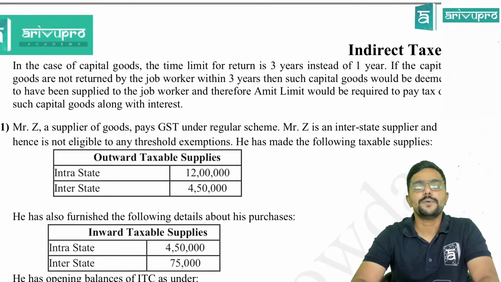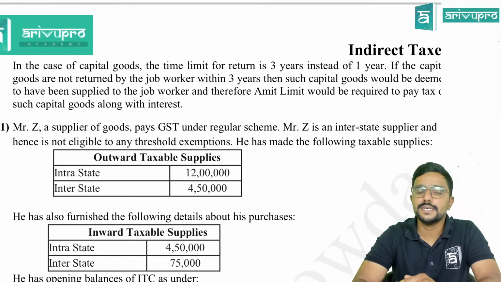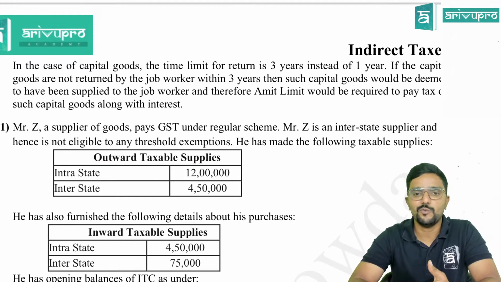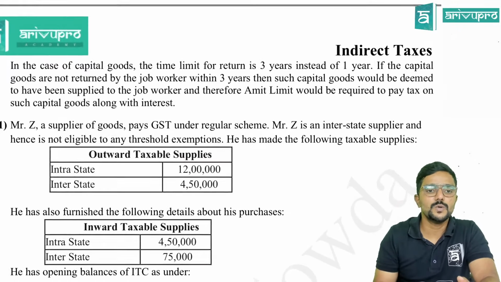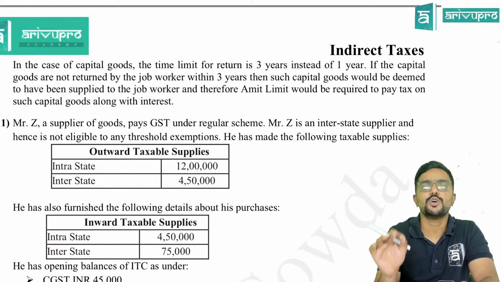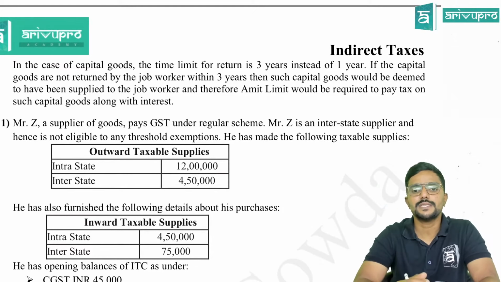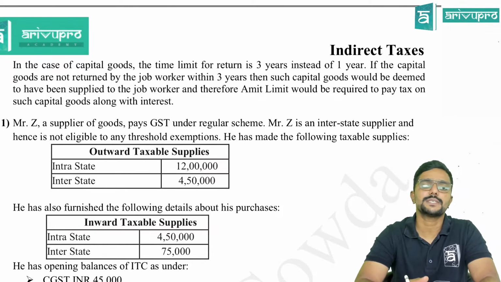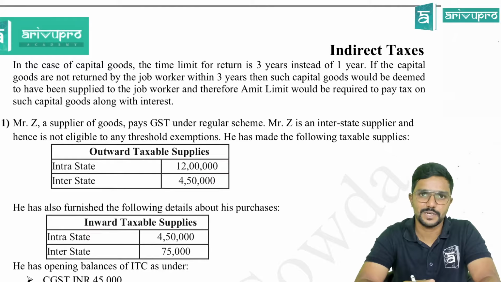In case of capital goods, the time limit for the return is 3 years instead of 1 year. If the capital goods are not returned by the job worker within 3 years, then such capital goods would be deemed to have been supplied to the job worker, and therefore Amit Limited would be required to pay tax on such capital goods along with interest if it is not returned back within 3 years by the job worker.